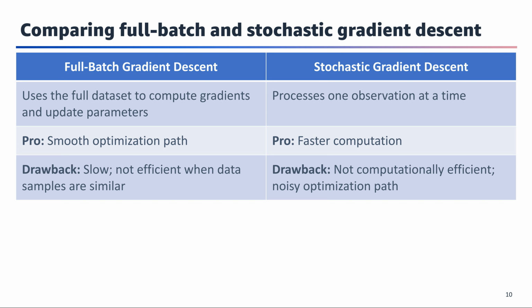On the other hand, stochastic gradient descent processes one observation at a time. This approach is computationally faster, as it avoids the overhead of processing the entire dataset for each update. However, the optimization path can be noisy and erratic, as the gradient estimates are based on a single data point and can be heavily influenced by noise in the data. Is another option available?